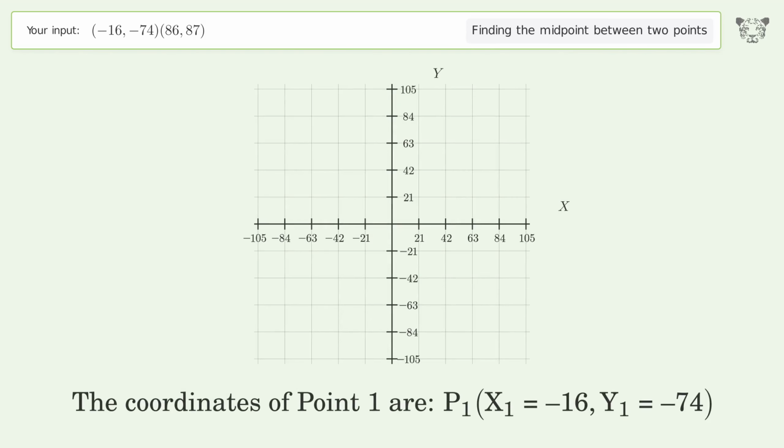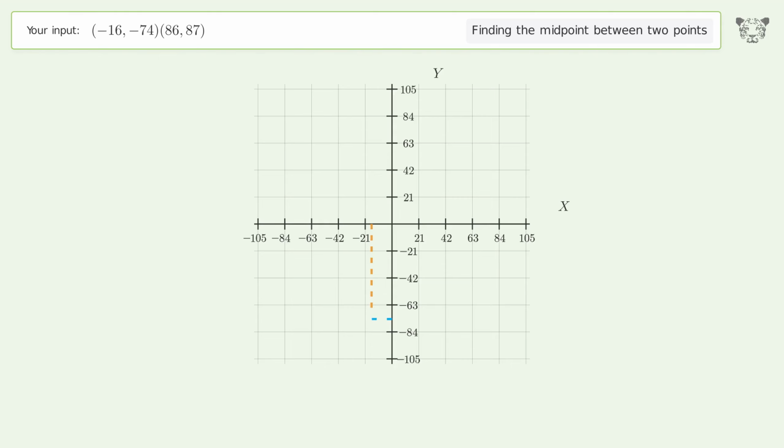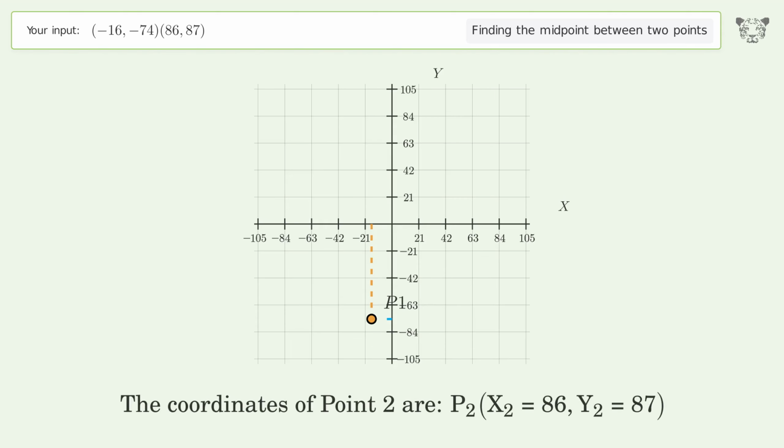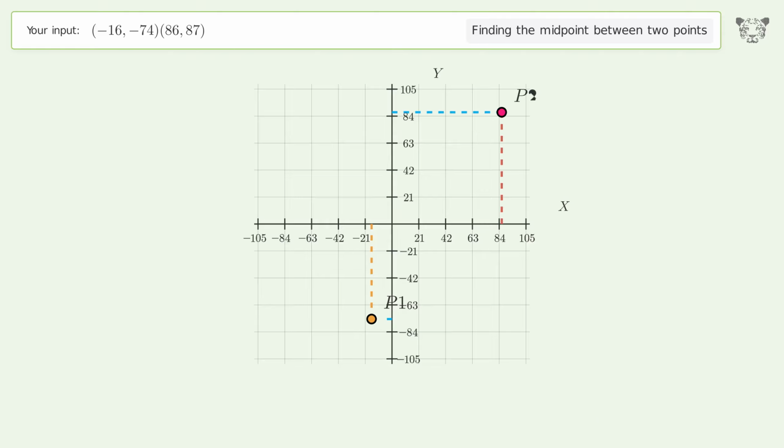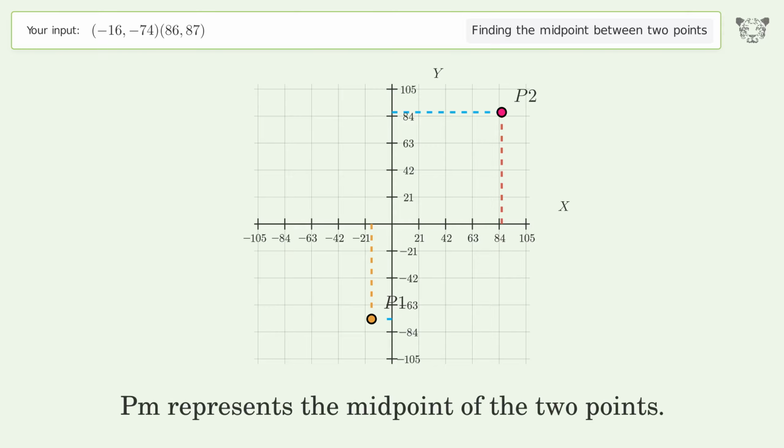The coordinates of point 1 are x1 equals -16, y1 equals -74. The coordinates of point 2 are x2 equals 86, y2 equals 87. PM represents the midpoint of the 2 points.